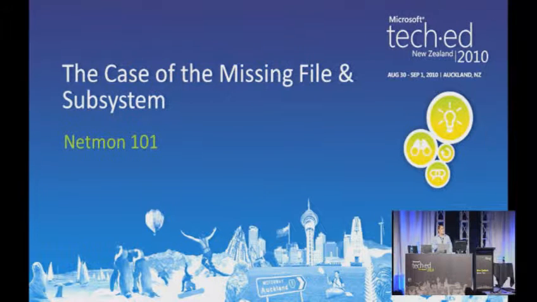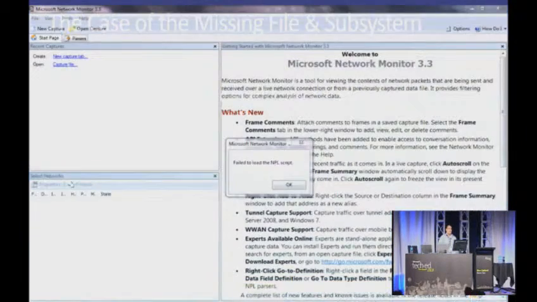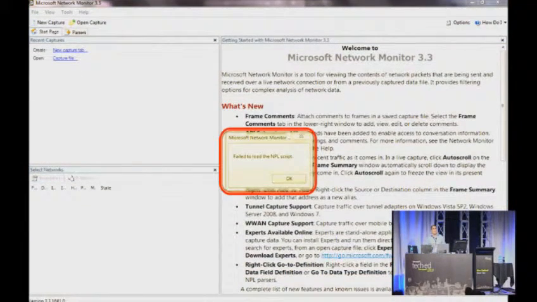So this is the case of the missing file and subsystem. Essentially, the problem was the customer went through and they sequenced Netmon, a bit like what we just did a minute ago. But when they started Netmon, when it was delivered to an AppV client, an error occurred and a dialog box appeared. This was the error. This was the dialog box.